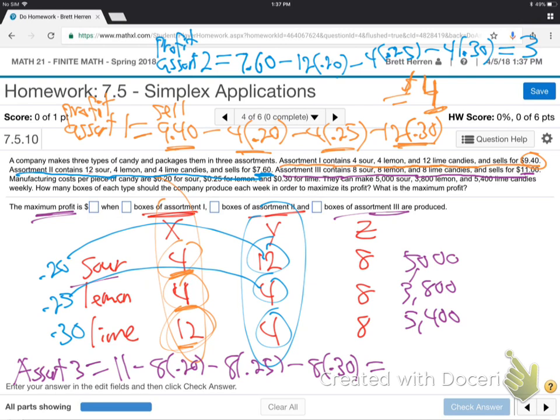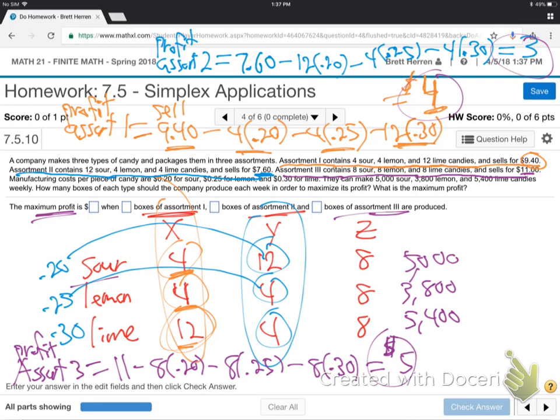I'm getting $5. So each box of assortment 3 gets them a profit of $5. It sells for 11, but you got to pay for all those candies they put in there. So now we have 4, 3, and 5 as the profits for the different boxes.